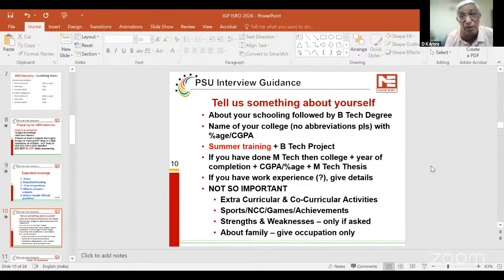मैंने स्कूल का नाम नहीं बताया, बोर्ड का नाम नहीं बताया, 10th 12th में परसेंटेज नहीं बताई. Zero relevance. BTech percentage can be relevant. You can talk about it, right? But as I said, watch the ONGC video for more detailed coverage. Here, let's come to the points which can be very useful for you.